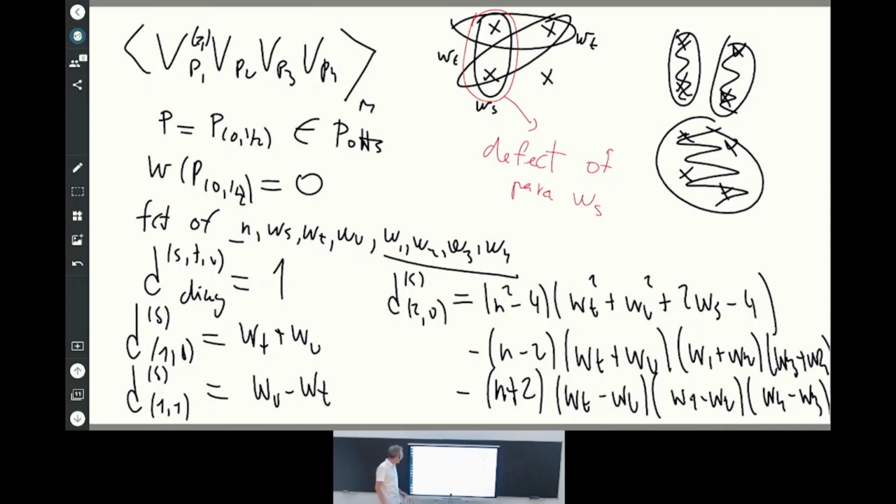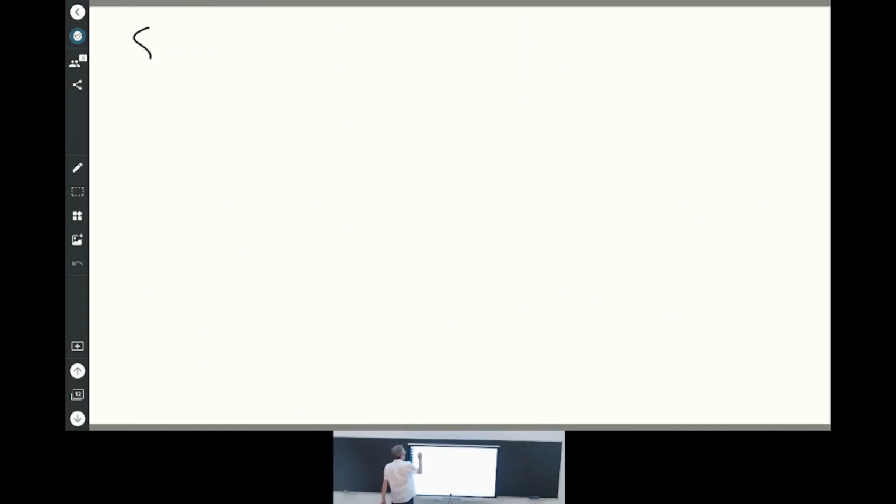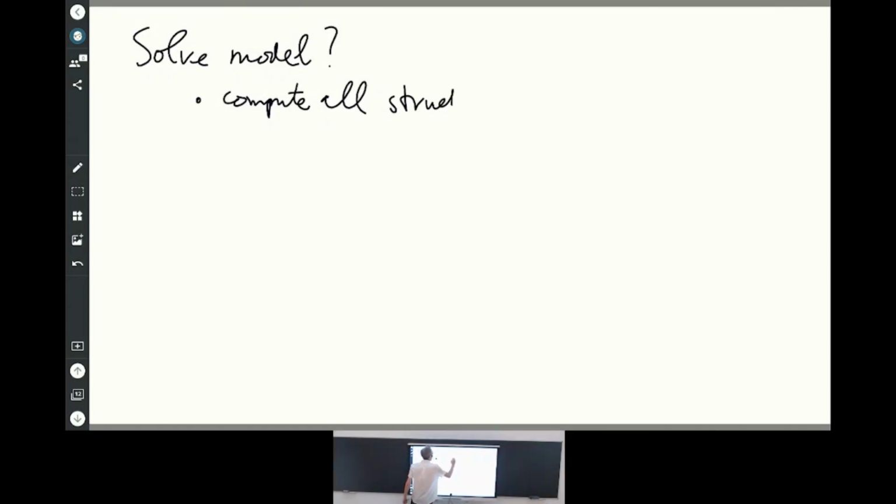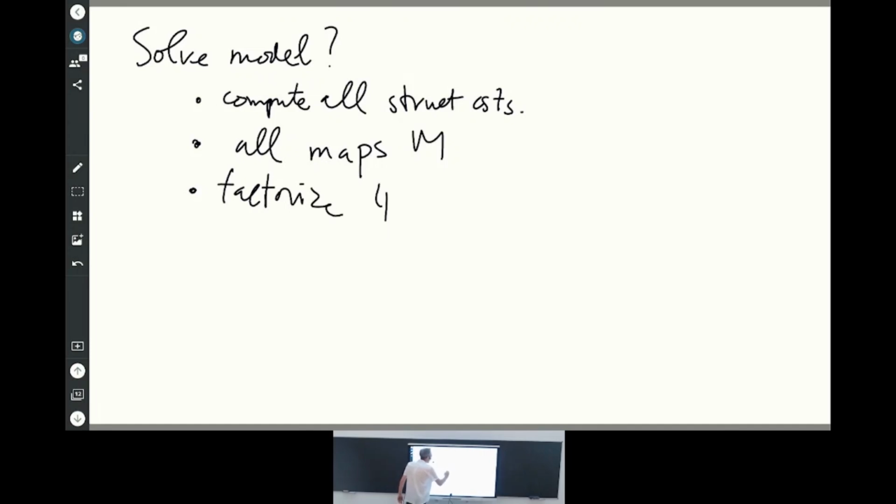And that's not the only challenge we have. So if we wanted really to solve the model, we would have to compute all structure constants. But that's still not enough. I mean, we would have to do that for all combinatorial maps. But for a number of maps, we don't even know which is the correct solution of the bootstrap. And most importantly, we would have to factorize the 4-point structure constants into 3 points. Or in other words, to check that OPEs really exist.